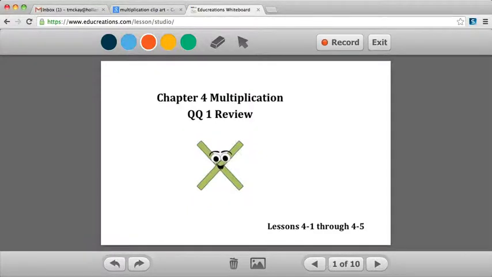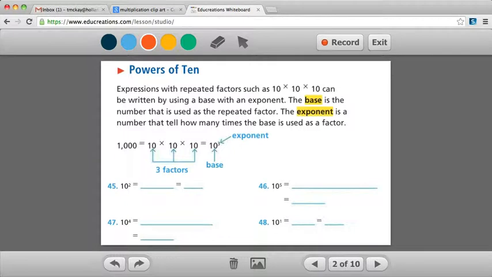Chapter 4, Multiplication. This is our Quick Quiz 1 review, lessons 4.1 through 4.5. Last week, we started our multiplication unit. And in that time, we have worked on several different aspects of multiplication.